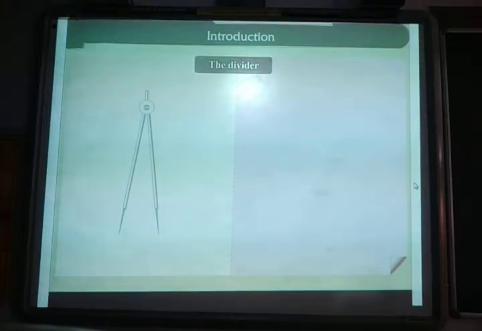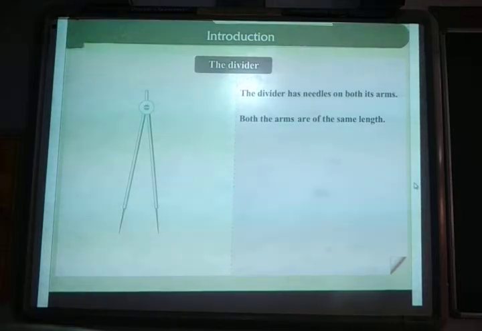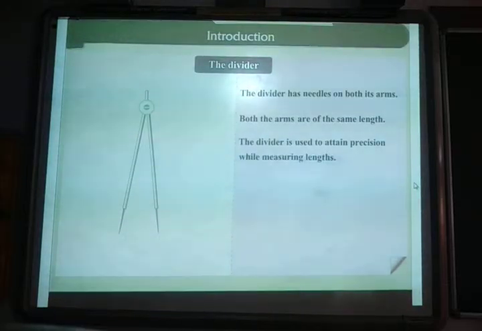2. The divider. The divider has needles on both its arms. Both the arms are of the same length. The divider is used to attain precision while measuring lengths.